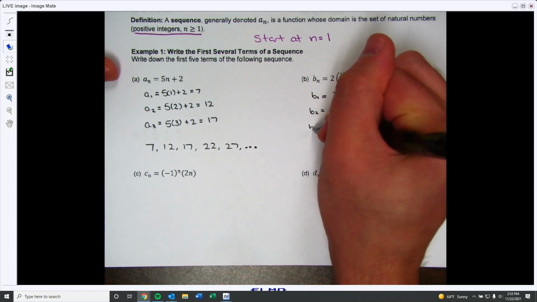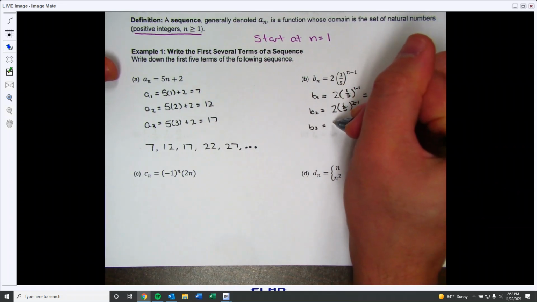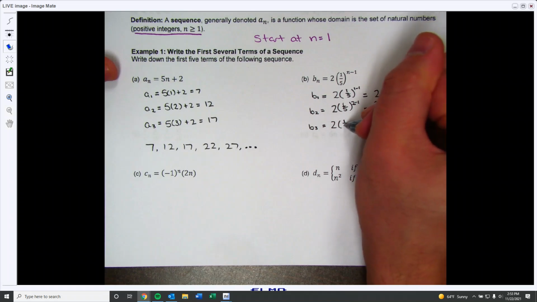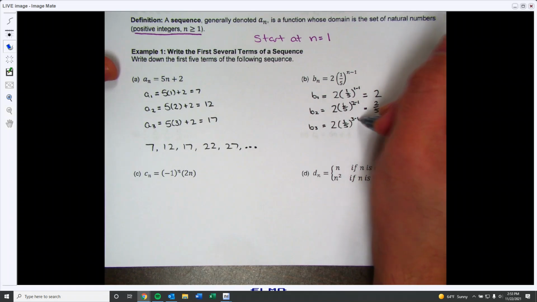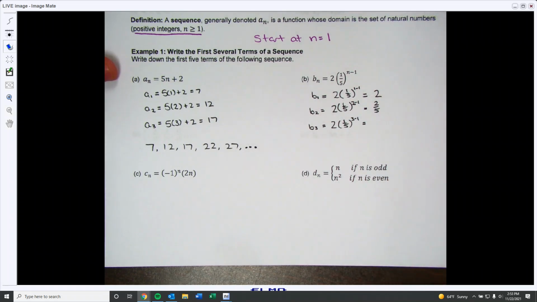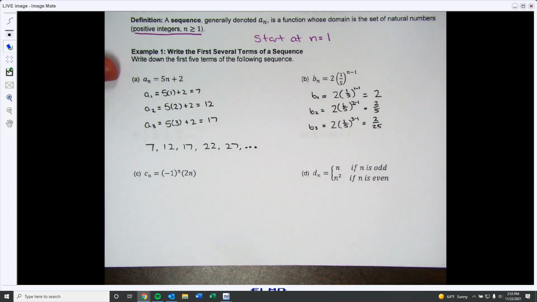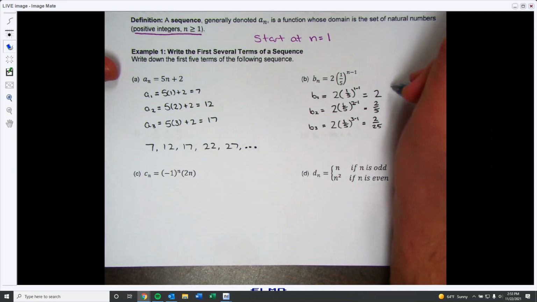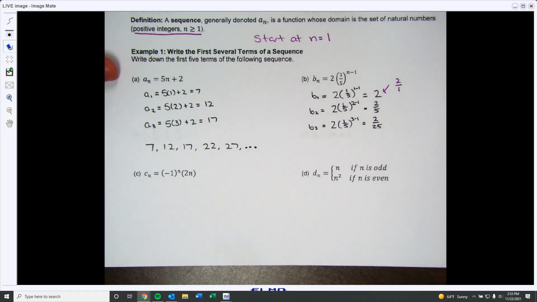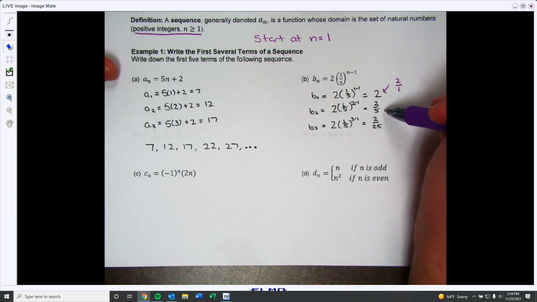Okay, now let's do one more and see if we can identify the pattern. So I have 2 times 1/5 to the 3 minus 1 power. Well, 3 minus 1 is 2, so I'm going to have 1/5 squared, which is 1 over 25. I have 2 over 25. All right, so looking at this one, I noticed a pattern, but just in case you don't, check it out. 2 can be written as 2 over 1. Do we see that the numerator is staying the same? It's 2 every time.